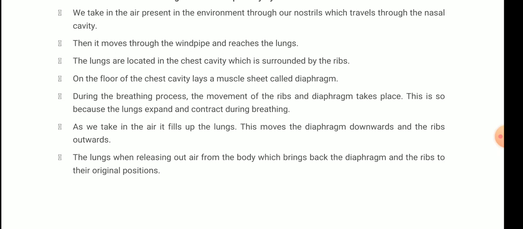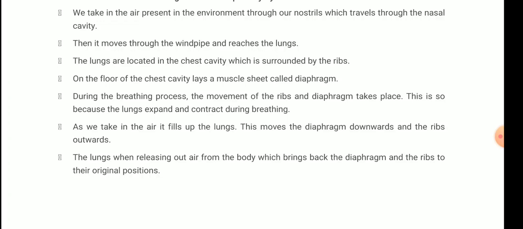Now what happens, let's see. We take in the air present in the environment through our nostrils, which travels through the nasal cavity. Then it moves through the windpipe and reaches the lungs. That's why I told you the diagram. Now if you imagine that diagram, there is a nasal passage. The air we are inhaling has all the gases, but we inhale oxygen rich air, so it reaches the lungs with the help of the windpipe. Very important. I told you there is a common pathway, the pharynx. Then after the pharynx, you can see the trachea or the windpipe.